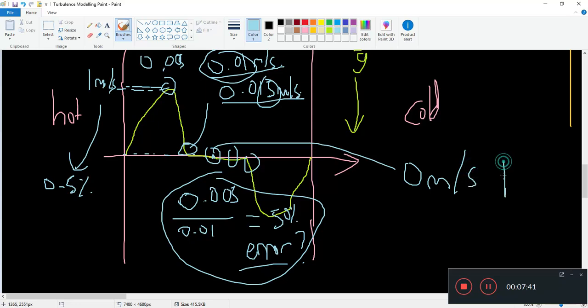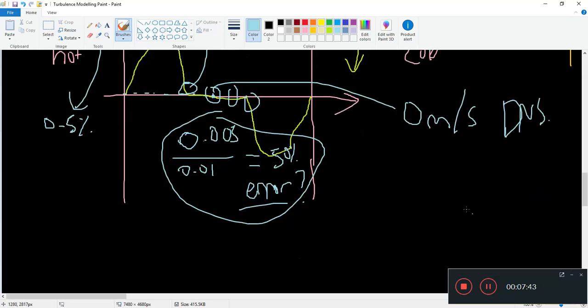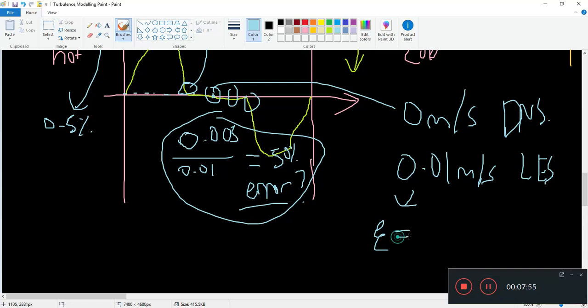a second in the DNS, and then you have 0.01 meter a second in your LES simulation or whatever else. Then what is your error going to be? Infinity? Well, that makes the LES simulation look really bad.